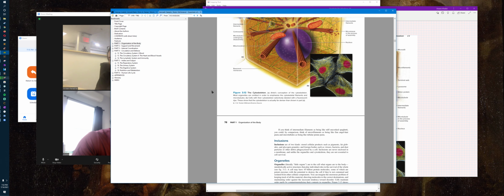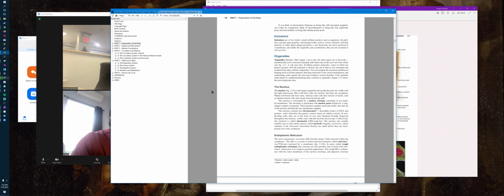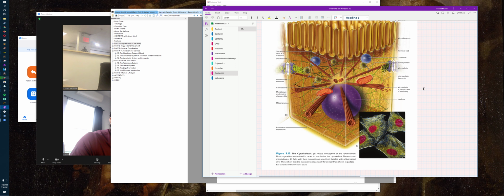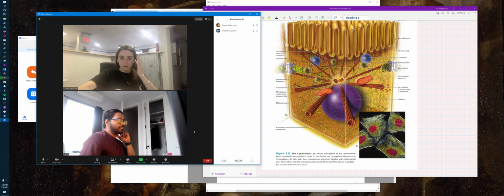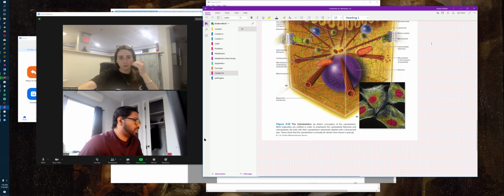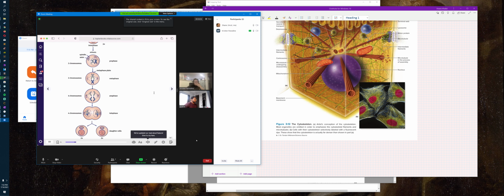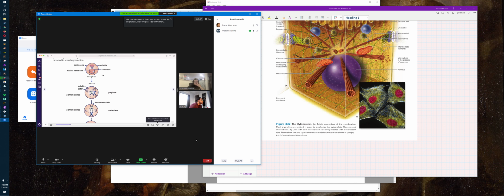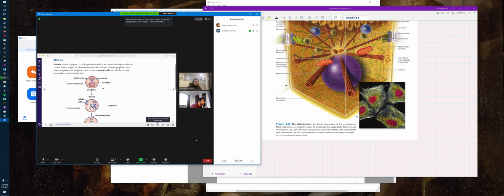Well, in the beginning picture, I see centrosome and centriole. Where do you see centriole? I'm looking at my picture because now I'm very confused. Where did it go? Oh, here it is. Do you want me to share it? Sure. I see centrosome, centriole.